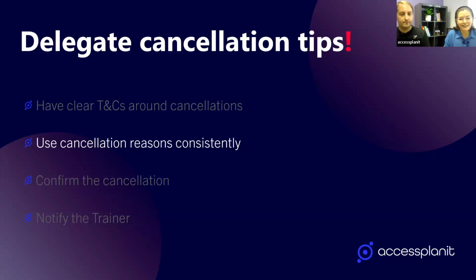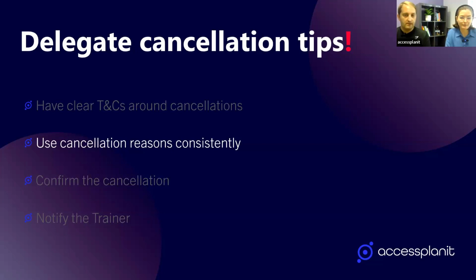Second top tip is using cancellation reasons consistently. So you can capture in the platform the reason why someone is cancelling, whether that's illness, workload, travel or whatever it might be. And you do that using the delegate status reasons option in your platform. This can be really helpful for spotting trends. It can really help with internal reporting and helping to make decisions around future course scheduling and that kind of thing.